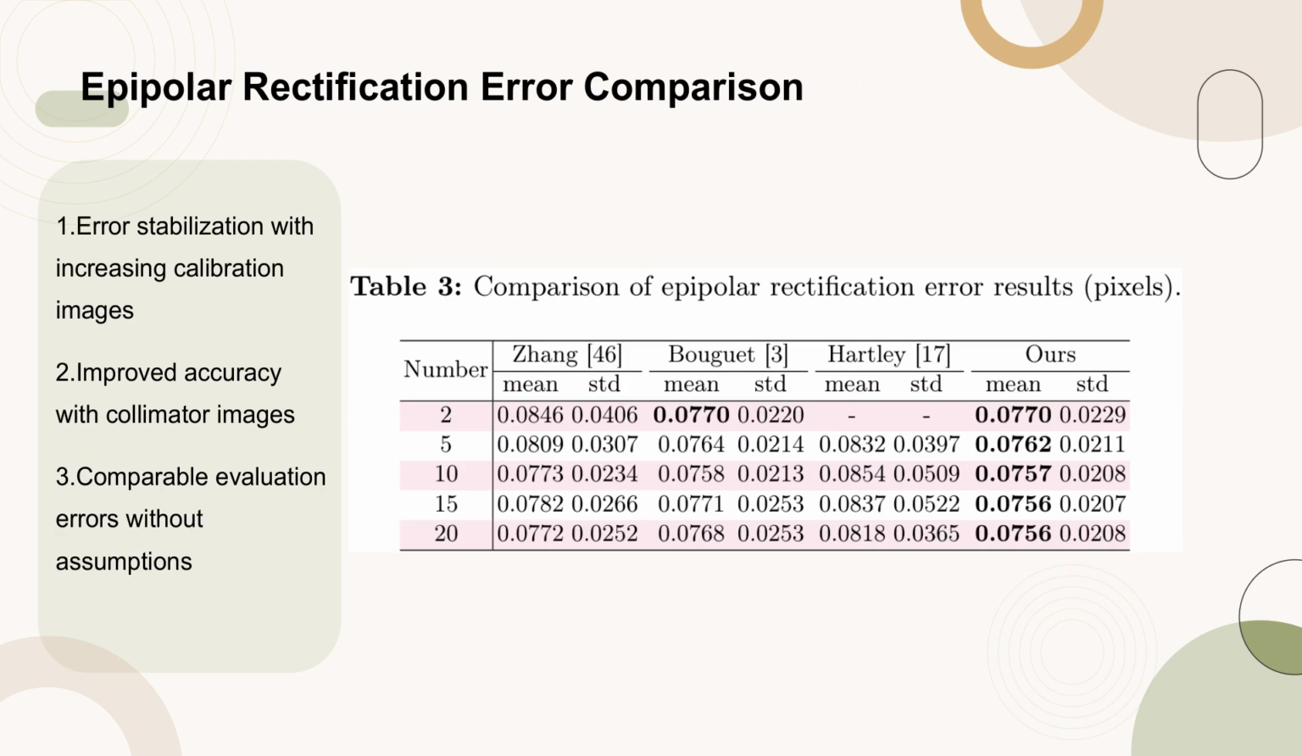Table 3 presents a comparison of epipolar rectification error results in pixels. The table shows the mean and standard deviation of errors for different methods as the number of calibration images increases. It highlights that as more calibration images are used, the error stabilizes, indicating improved accuracy. The use of Collimator images further enhances this accuracy, demonstrating the beneficial impact of the spherical constraint. Additionally, the results show that our method achieves comparable evaluation errors without relying on assumptions like gamma equals 0, as commonly used by Zhang and Baguette.